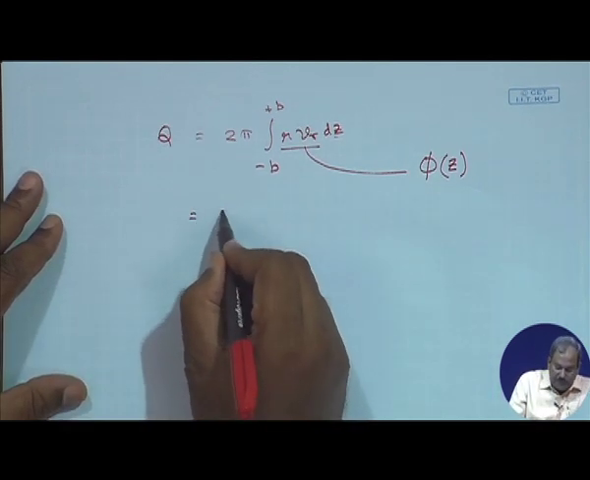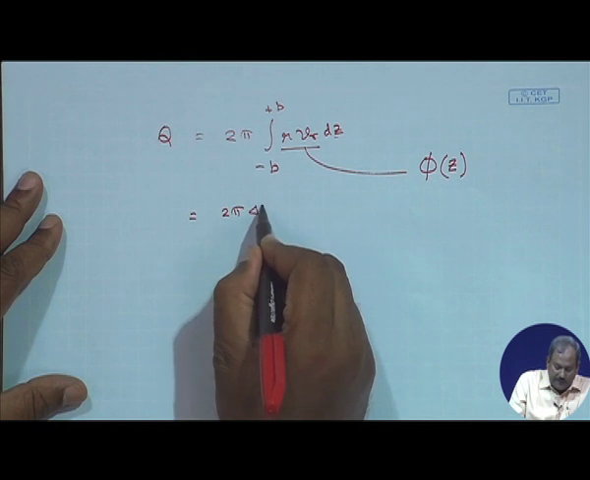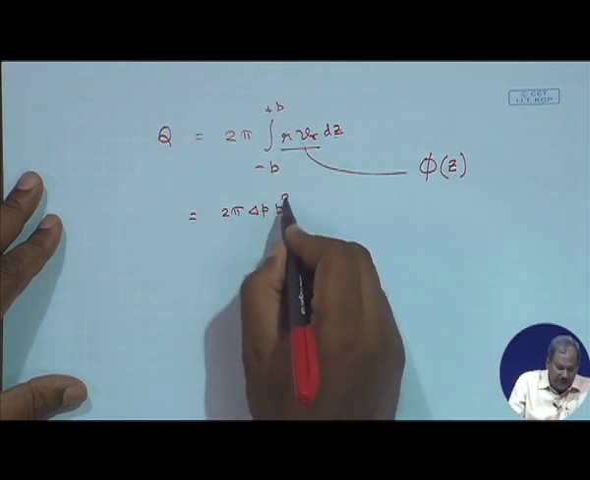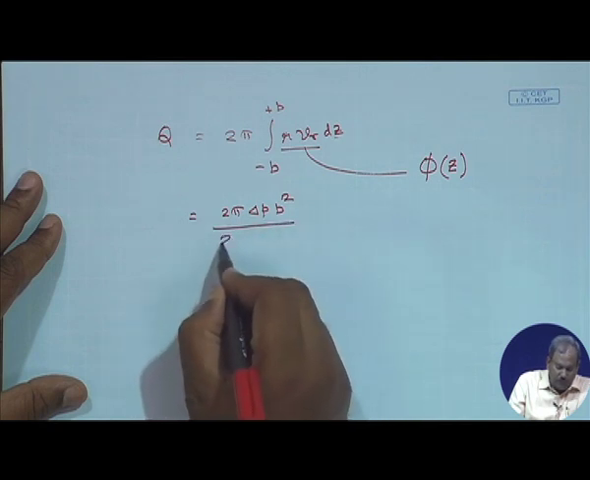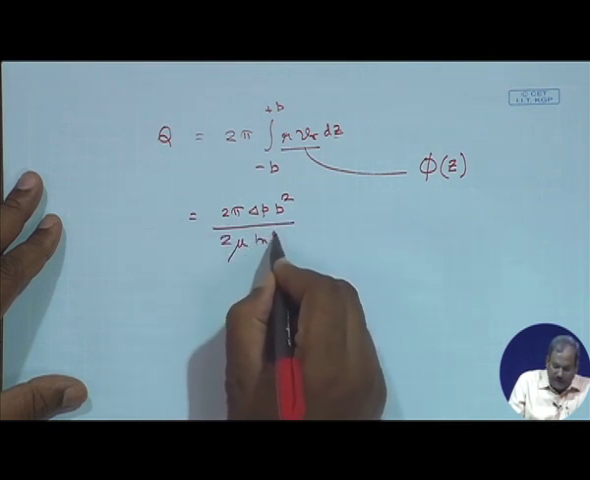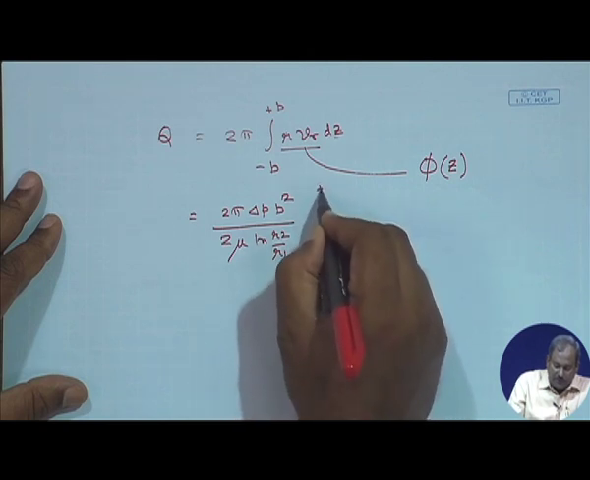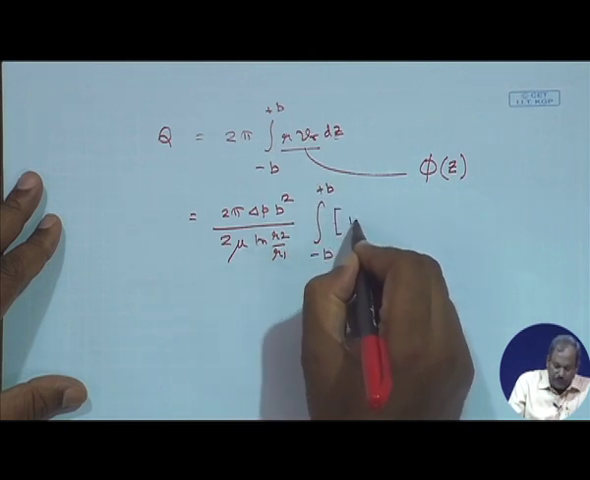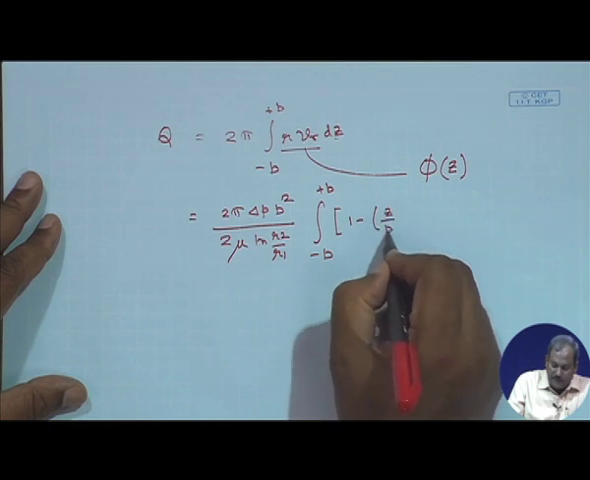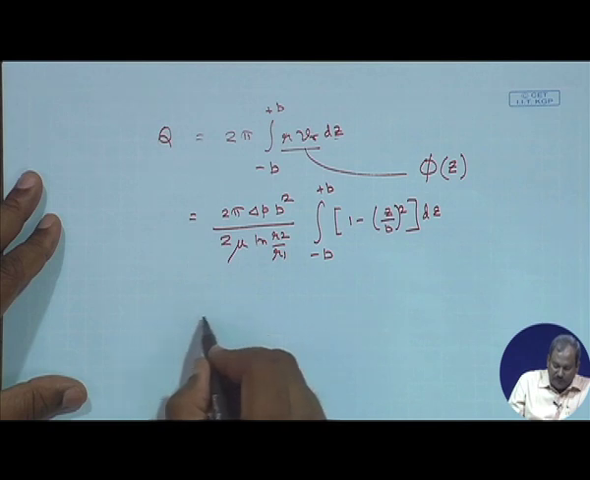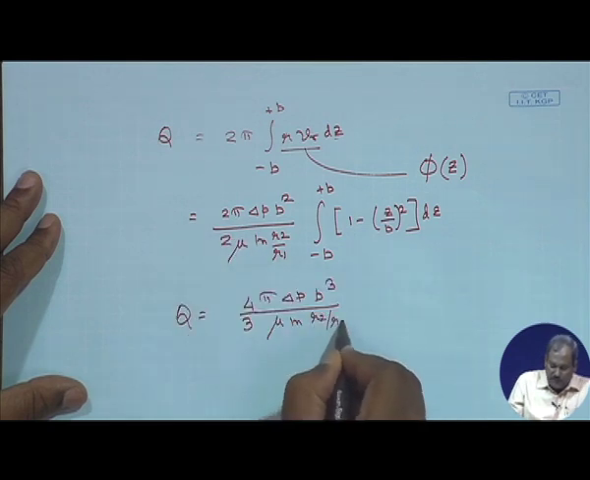So Q would simply be equal to twice pi delta P, after you put the expression of phi in there, b square by 2 mu ln R2 by R1, integral from minus b to plus b of 1 minus z by b whole square dz. And after one or two more steps, we get the final expression in terms of R2 by R1.